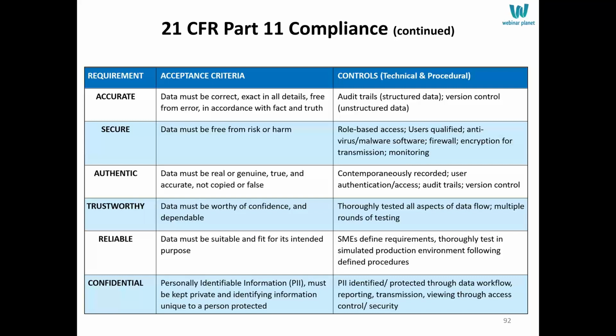How do you test that data is correct? Over in the third column, these are all the audit trails, the version control, any technical and/or procedural control you have in place to assure that the requirement is met, meets the acceptance criteria. Those controls should be stated here, and then when you test your requirements, you test each control. In some cases, you may verify a control. For example, verify you've got antivirus software.